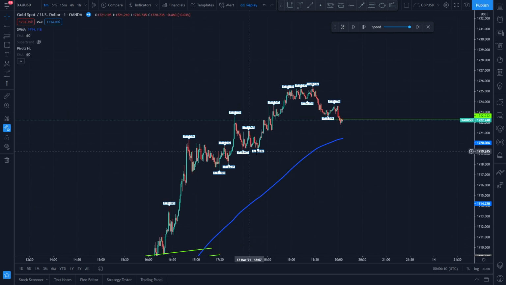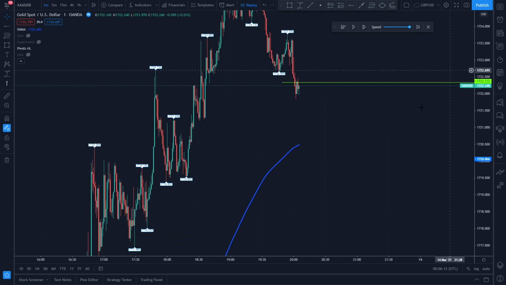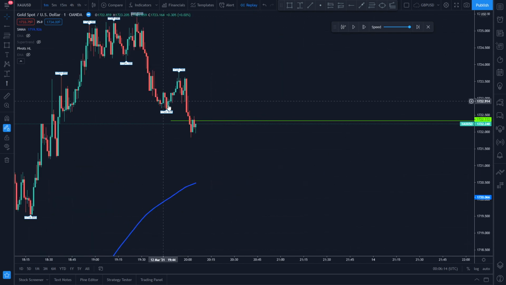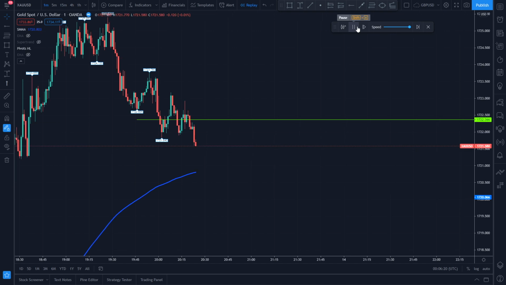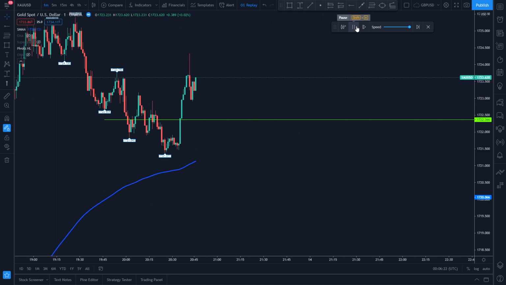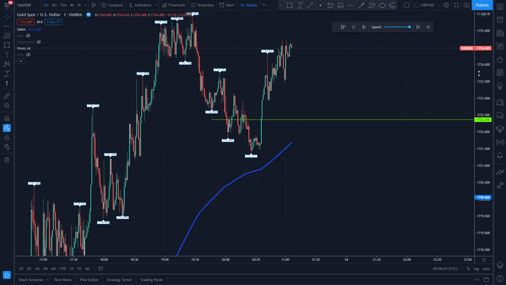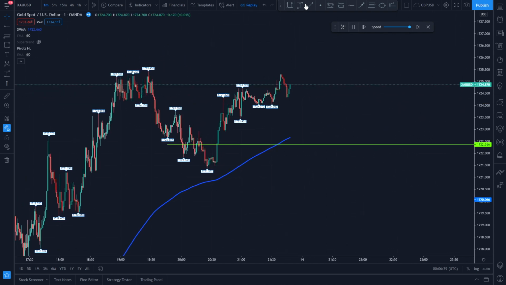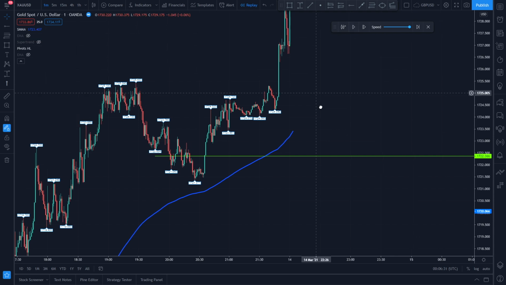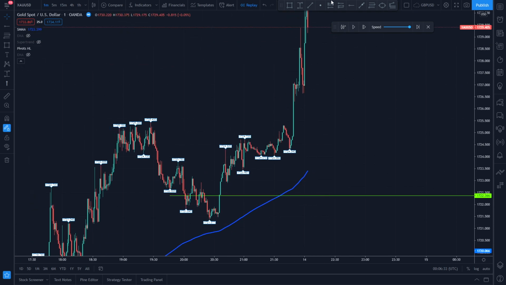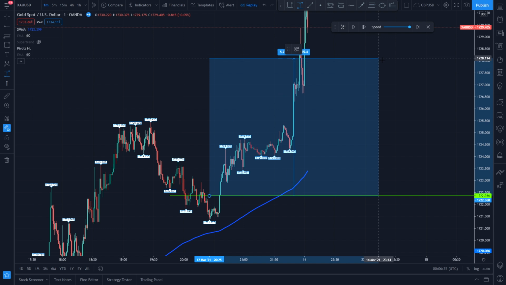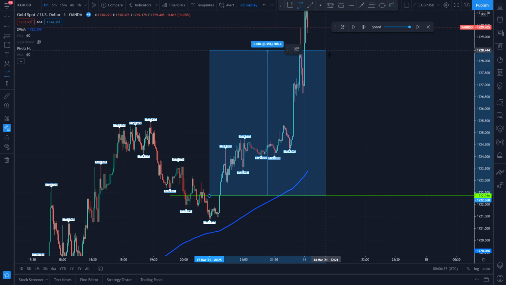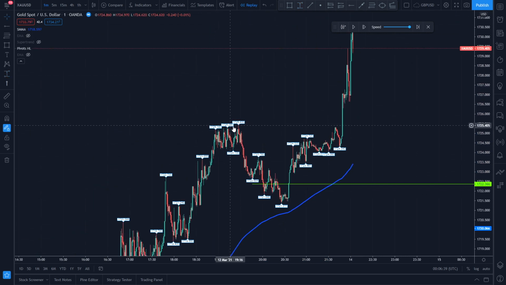I'm not going to miss any. I already missed all of these pips, but I'm going to take something. So I wait for that retracement and then boom, I have my candlestick confirmation and I enter the trade right there. And I just wait for the market to play out a little bit. And there we go, the market is pushing up, boom, and it's gone. Perfect.